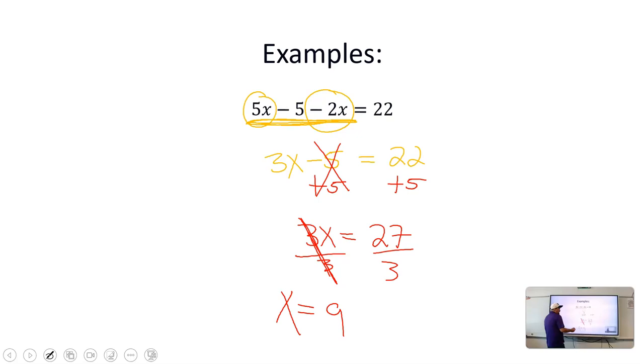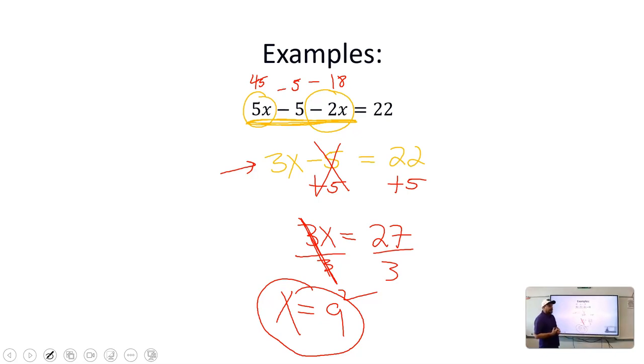Okay, let's go ahead and plug that back in. 5 times 9 is 45. Minus 5. 2 times 9 is 18. So 45 minus 5 is 40. 40 minus 18 is indeed 22. So we know our answer is x equals 9. Once again, we could have plugged it into this one as well if we were confident that we simplified correctly. Because 3 times 9 is 27. 27 minus 5 is 22. So it looks like we got the solution to that equation as well.